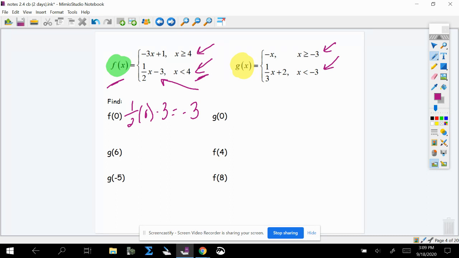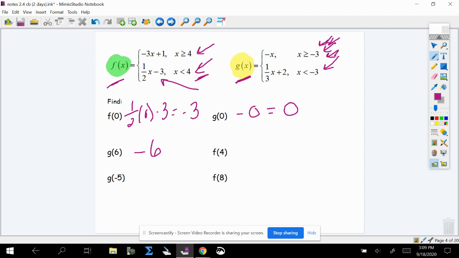The one next to it says g of 0. So now we're going to the g function. 0 is bigger than -3. So when we look at the condition to figure out where to put it, we're going to put it in the top line. The top line says we take the negative of the x value. Well, there's no such thing as -0. We just get 0. The next one says g of 6, so I'm going back to this yellow function. I like color coding it. 6 is bigger than -3, so we're going to put it in the top line, and it's just the negative of the x value, so -6.